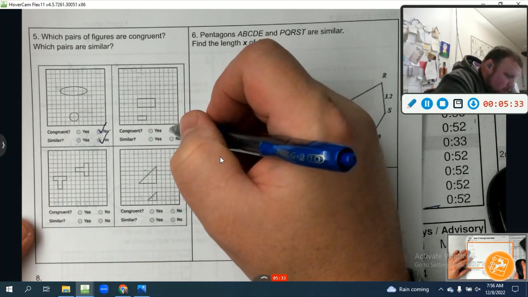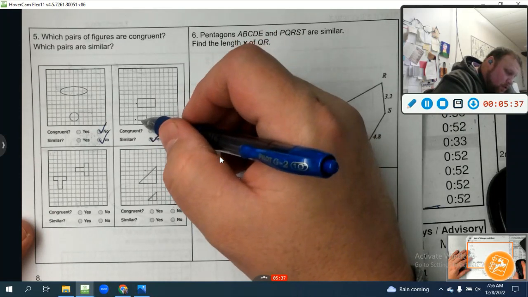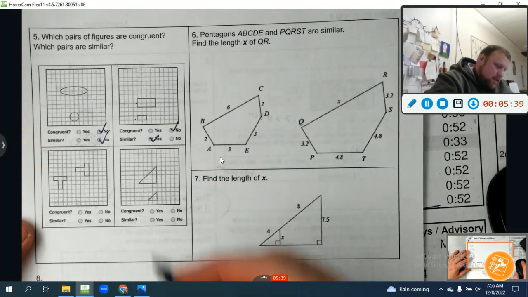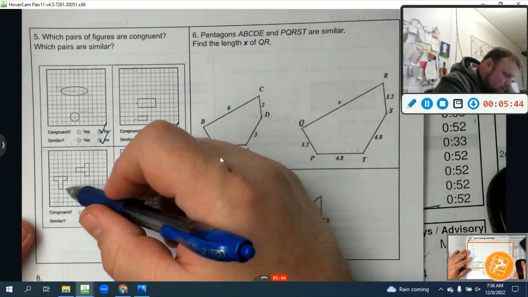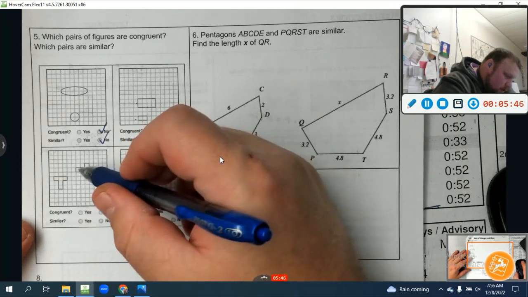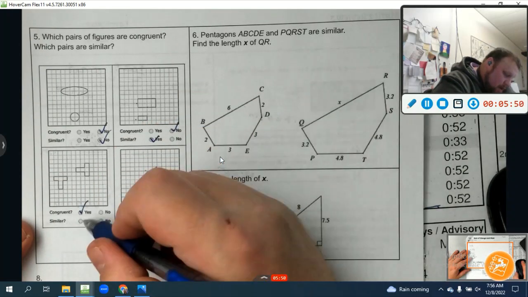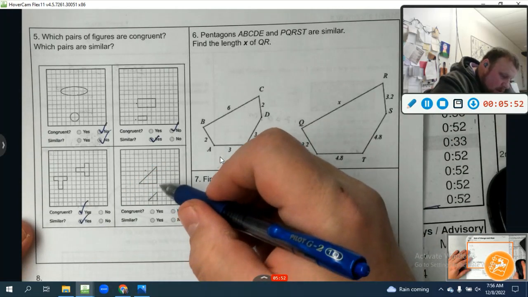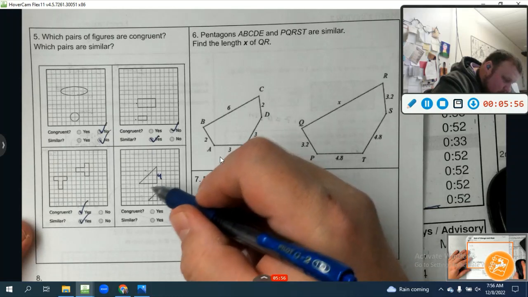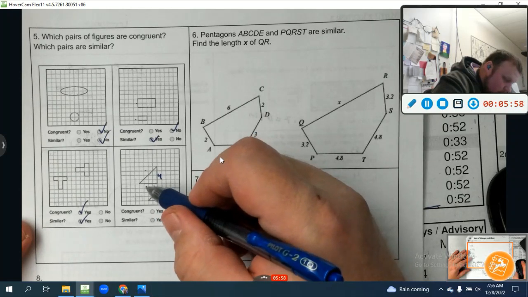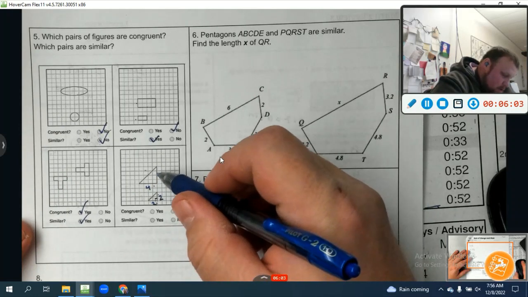Because 2 over 1 is 2, 4 over 2 is also 2. So they have that side and the 90-degree angles. So they are similar. 1, 2, 3, 4, 5. 1, 2, 3, 4, 5. Those are congruent. They are also similar. Let's see, this is 1, 2, 3, 4. 1, 2. Yes, and they're 90 degrees. These have side angle sides similarity. They're not congruent, but they are similar.